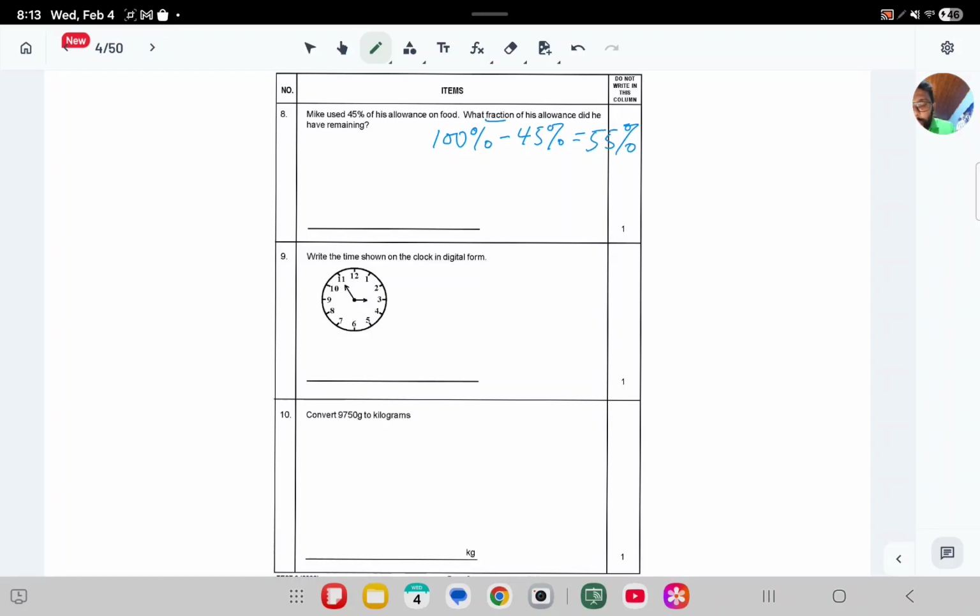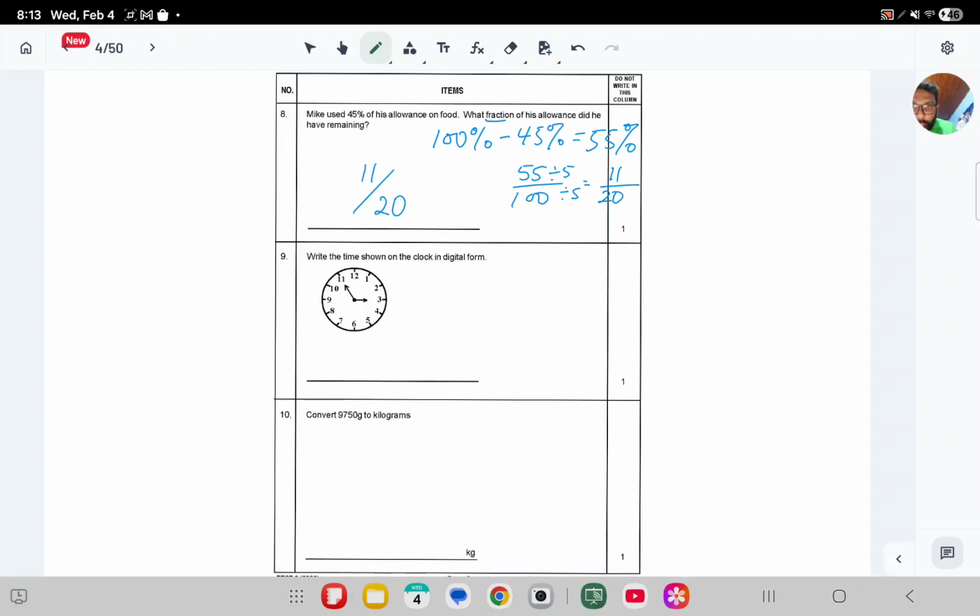So to represent a percentage as a fraction, we place it over 100. So I get 55 over 100, and that could be reduced by dividing by 5. And I can say 5 into 55 is 11, 5 into 100 is 20. So we have 11 over 20.